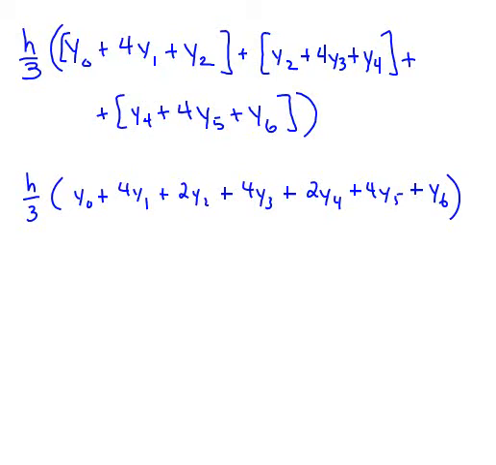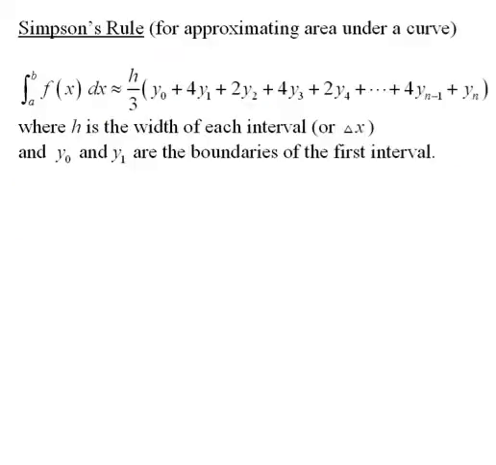To help you remember this formula, remember that y0, y1, and y2 all belong to the first parabola. The reason that y2 has a coefficient of 2 is that the second parabola contains y2, y3, and y4. So as promised, here's our formula for Simpson's rule again. To use the formula, you won't have to think about parabolas or even that each parabola spans 2 intervals anymore. You just need to know about the parabolas to understand why the formula works.